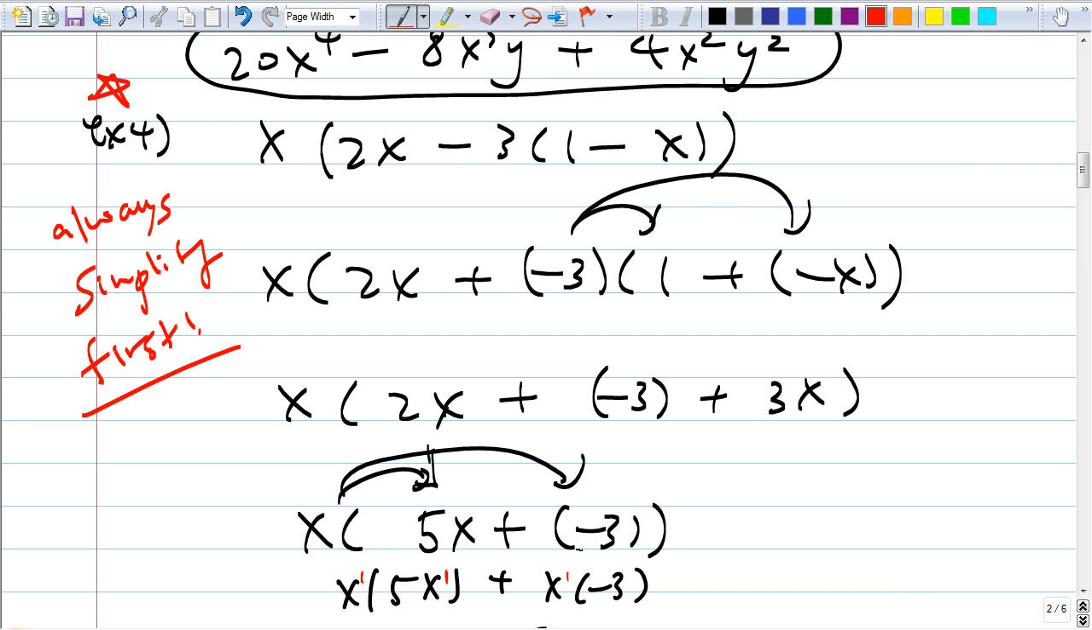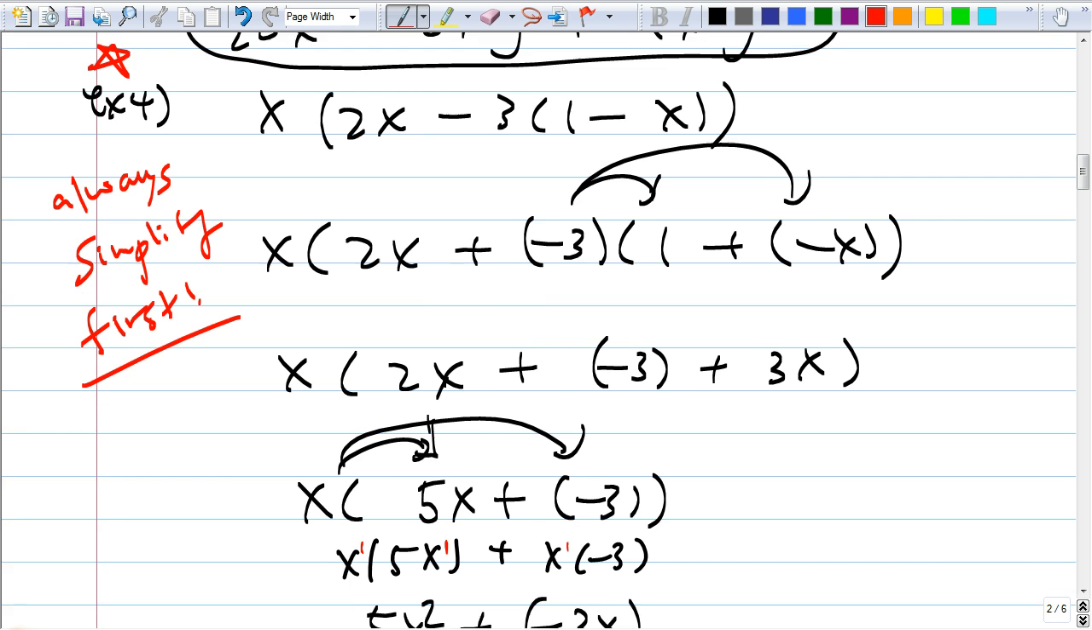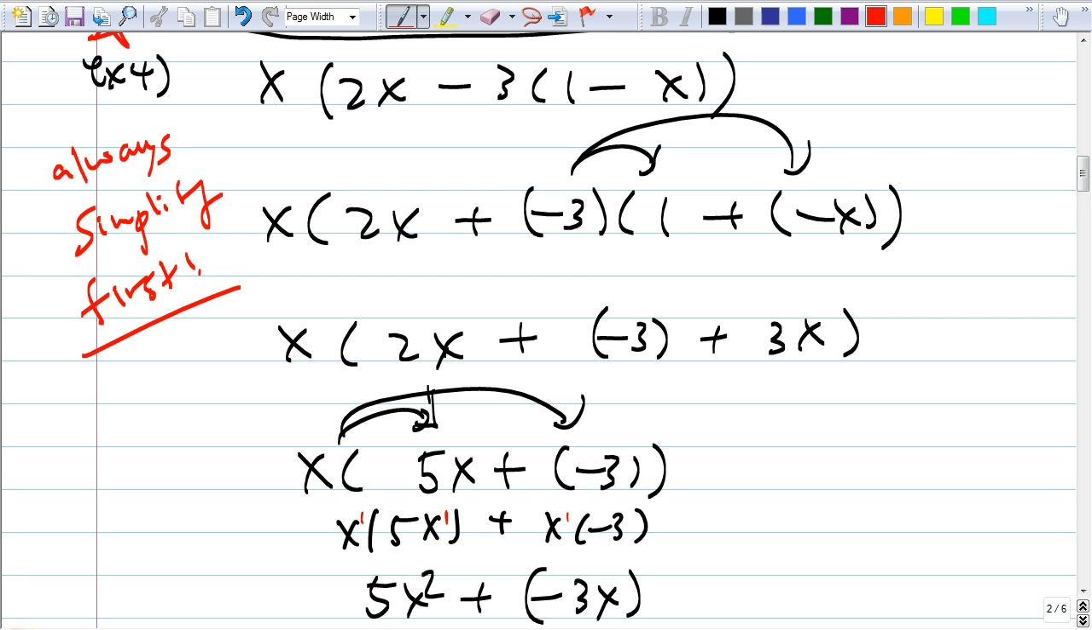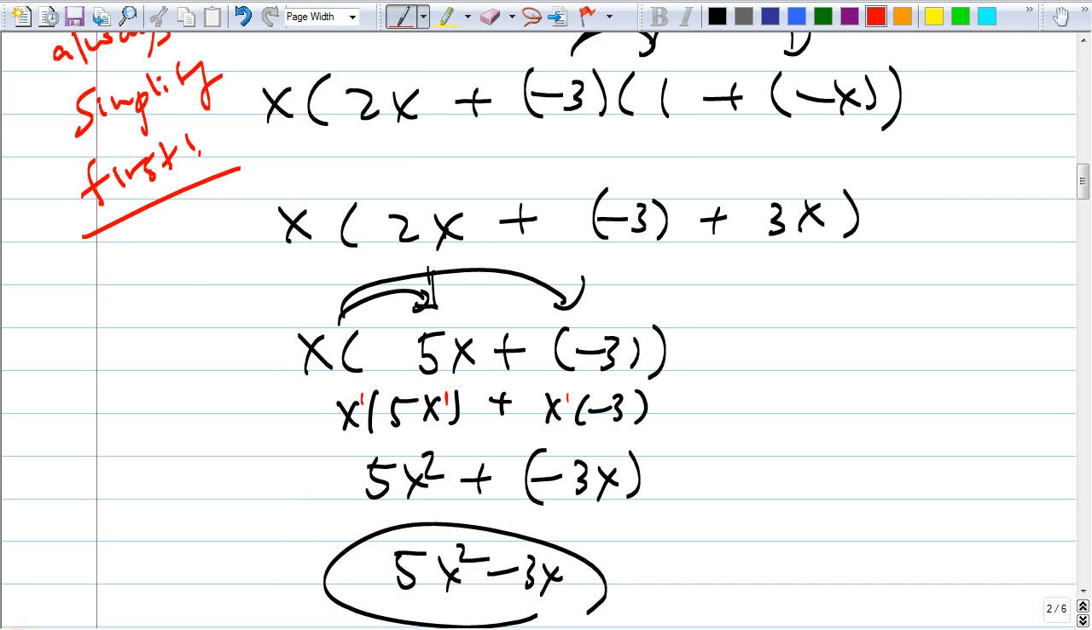Okay, so who could help me here? How about Nicole? Can you tell me what to write? 5x squared plus, you got it. 5x squared plus negative 3x, right? And of course, you could write this as 5x squared minus 3x using the definition of subtraction at the very end, right? When you write the answer, okay, you could just do that.